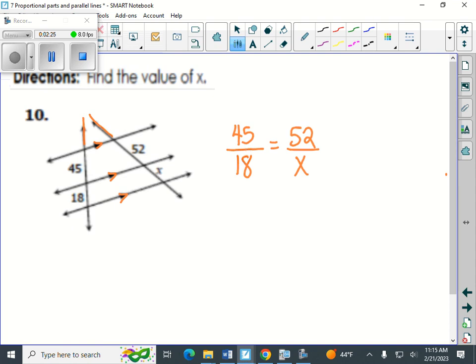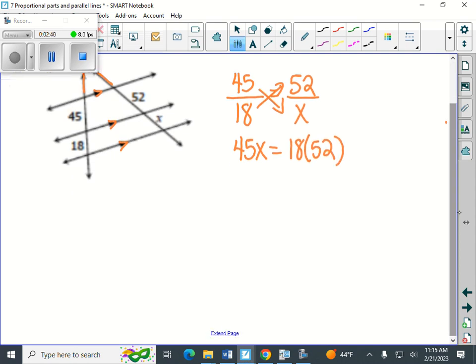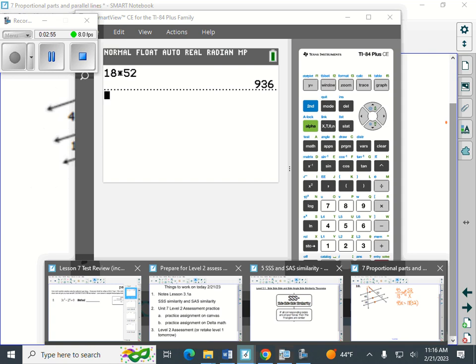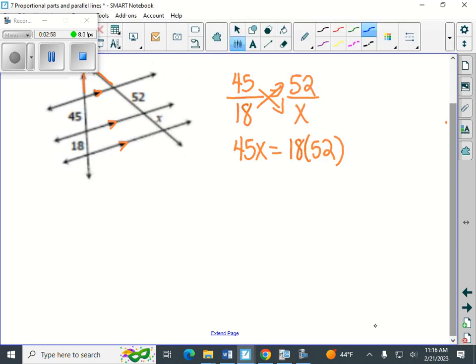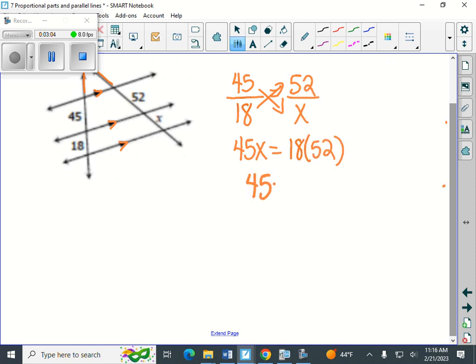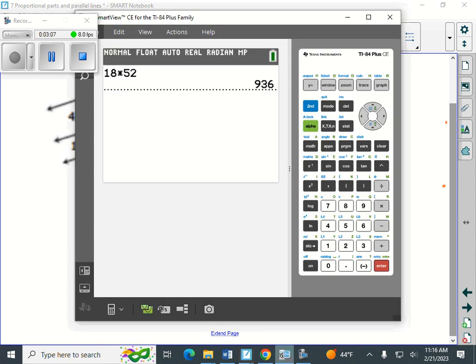And we've been solving a lot of these recently, but we're going to cross multiply. Then we get 45 times x equals 18 times 52. And I'm going to flip over to the calculator here for a minute. And 18 times 52 is 936. So we get 45x equals 936.